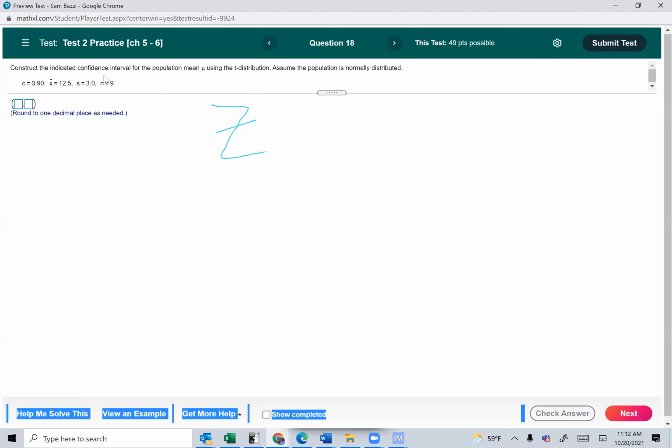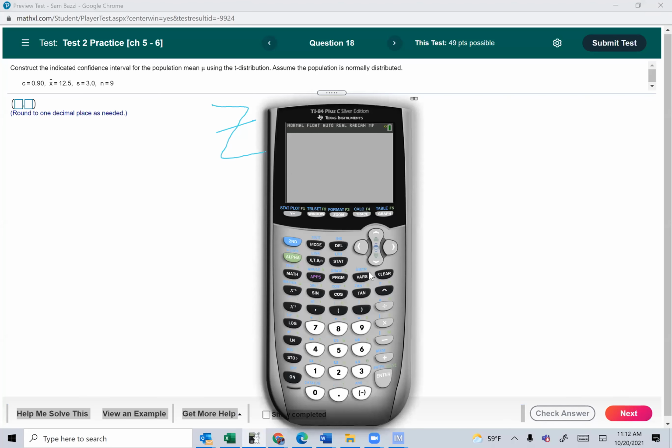Construct the indicated confidence interval for the population mean. Okay, I'm going to use the calculator for this. Clear stat. Do you notice, guys, he says s here. Once he puts s, that's a sample standard deviation. This is why I like you to walk out of here today knowing the difference between T and Z. When he gives you s, it's a T interval. If you know the difference between the two, guys, nothing is going to go wrong. That's very important. So T interval.